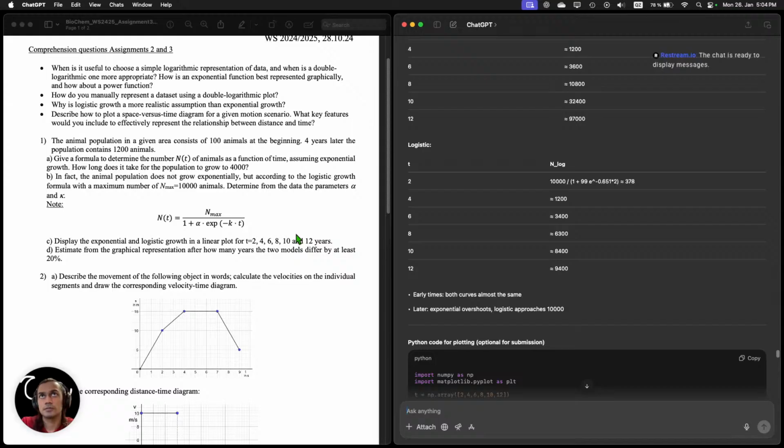Determine from the data the parameters alpha and k. Display the exponential and logistic growth in a linear plot for t equals 2, 4, 6, 8, 10, 12. Estimate from the graphical representation after how many years the two models differ by at least 20%.